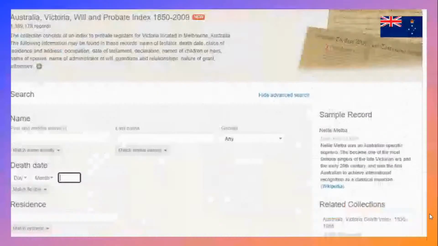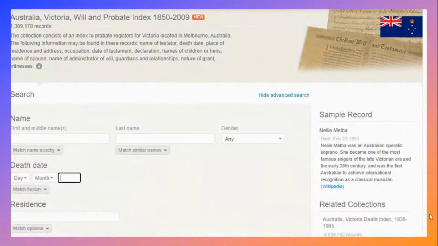Just for something different, this caught my eye during the week because it's a new collection on MyHeritage, and it's the Victorian Will and Probate Index 1850 to 2009.